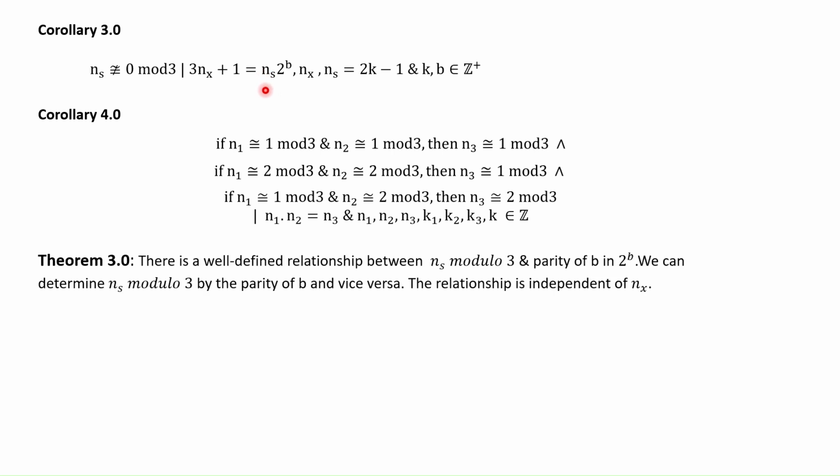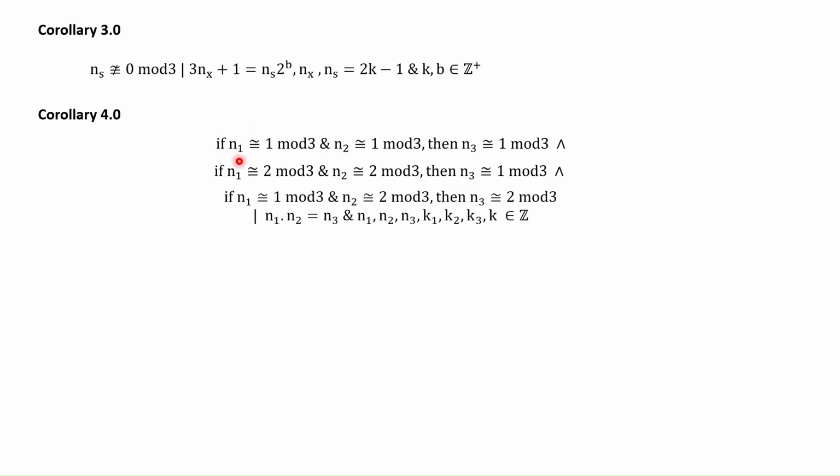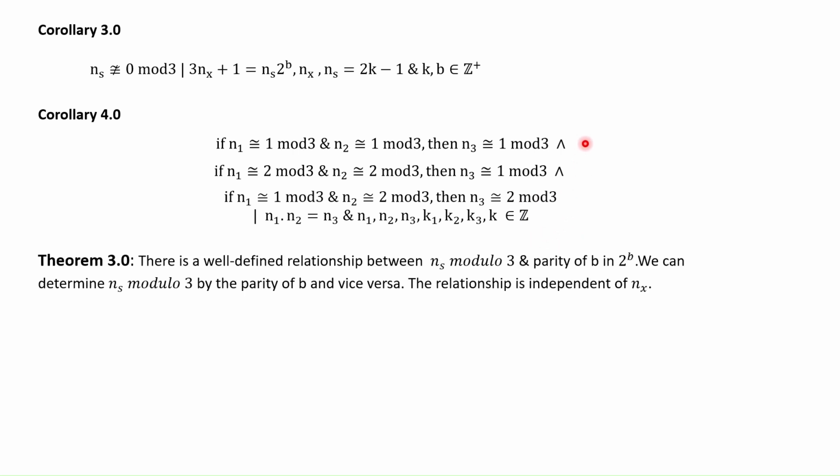Okay, now corollary 4. Corollary 4 says that if n1 is congruent to 1 mod 3 and n2 is congruent to 1 mod 3, then the resultant is congruent to 1 mod 3, where n1 into n2 is equal to n3. This is what it's talking about. Similarly, you have another condition for 1 mod 3 and another condition for 2 mod 3. So these are various conditions we establish, and we use this piece of knowledge to establish theorem 3.